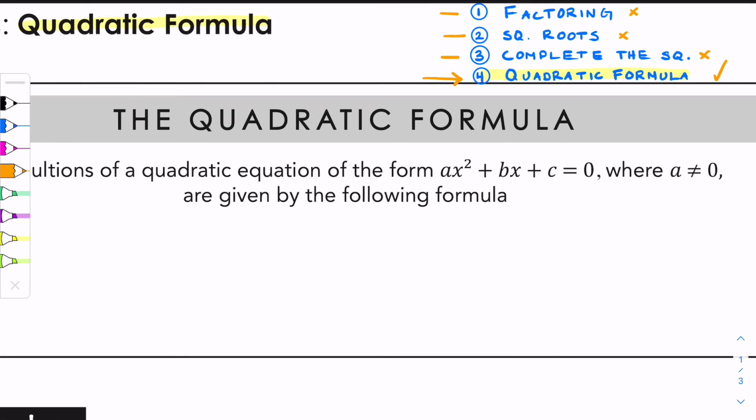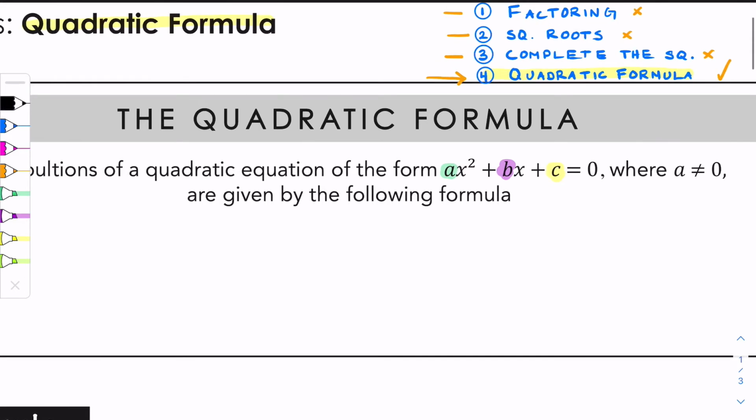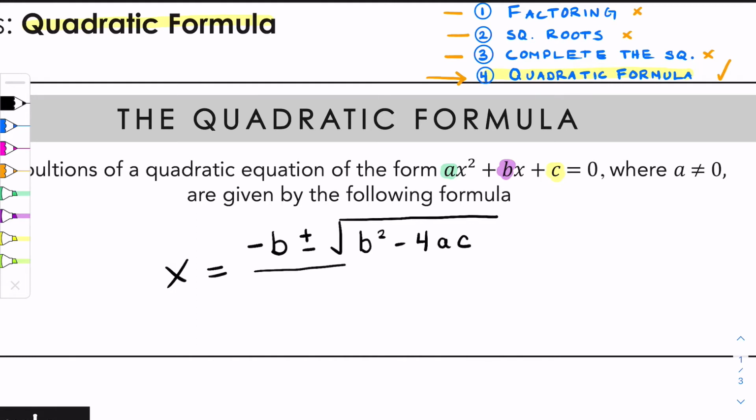Given our standard form quadratic, ax squared plus bx plus c equals 0, we need to highlight a couple of key terms: the a value, the b value, and the c value. The quadratic formula is x equals negative b plus or minus the square root of b squared minus 4 times a times c, all divided by 2 times a.